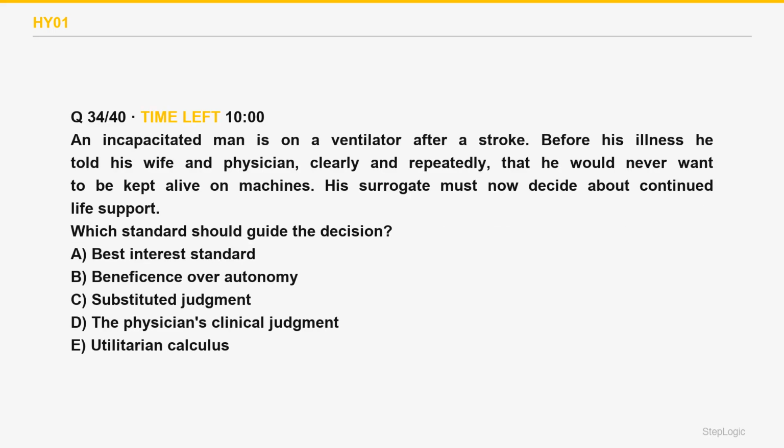Which standard should guide the decision? An incapacitated man is on a ventilator after a stroke. Before his illness, he told his wife and physician clearly and repeatedly that he would never want to be kept alive on machines. His surrogate must now decide about continued life support. Read the command: which standard applies when prior wishes are known? Decide as the patient himself would have.